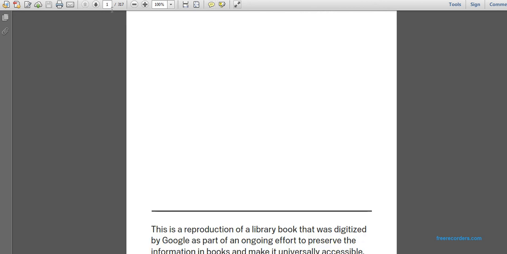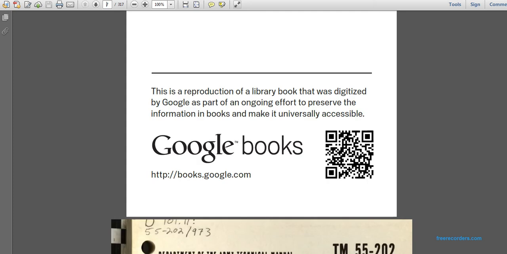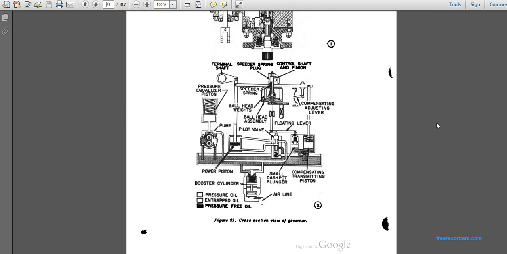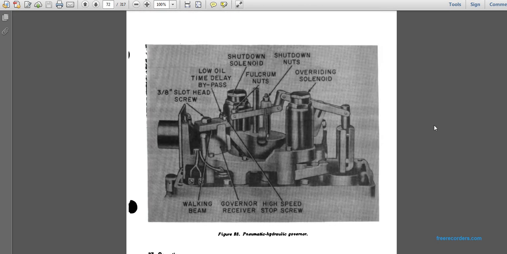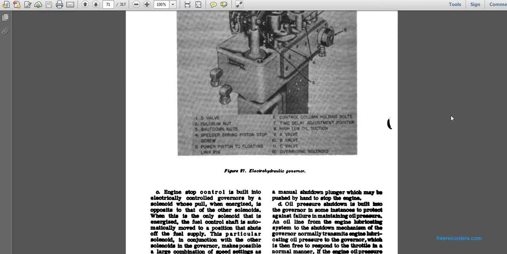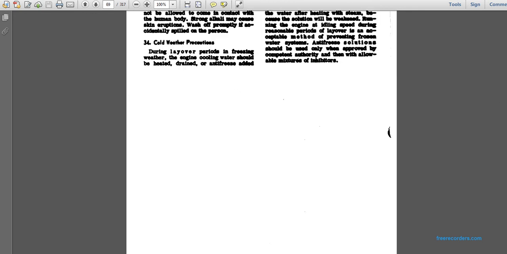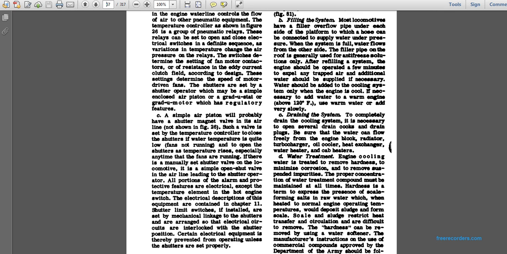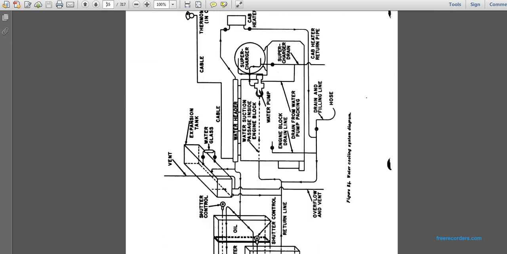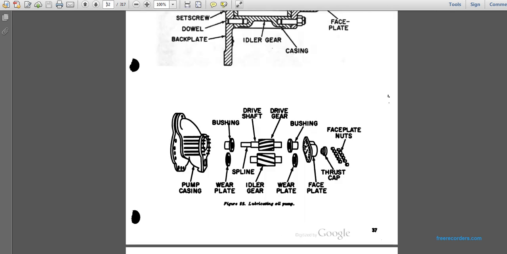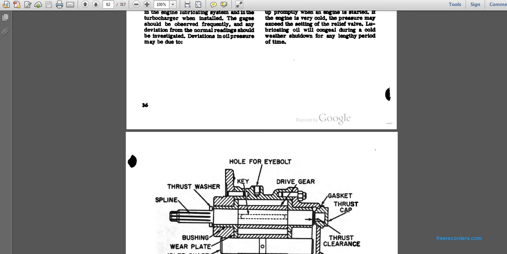Darn, I lost my page. Too far. Still, I'm sorry about this. Got ahead of myself. I pushed up instead of down.